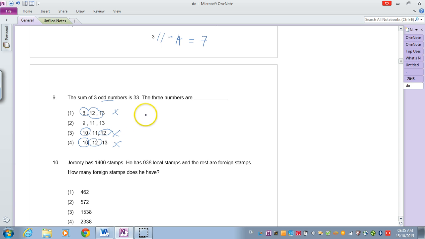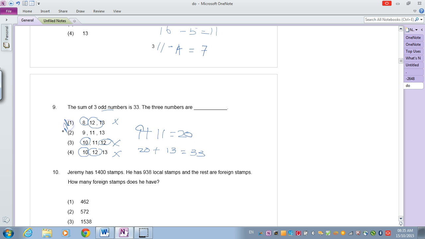But let's check option 2. 9 plus 11 gives me 20. Okay? And 20 plus 13 gives me 33. So option 2 fits the criteria of the question. So the correct answer should be option 2. Okay? So let's move on.